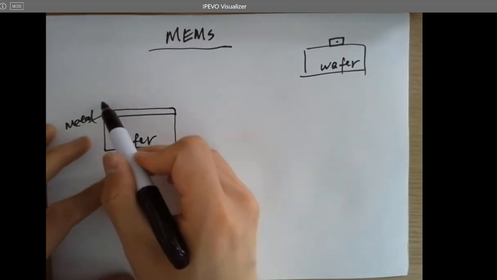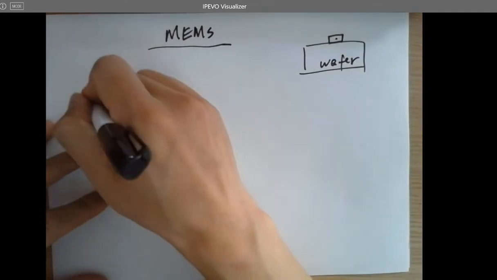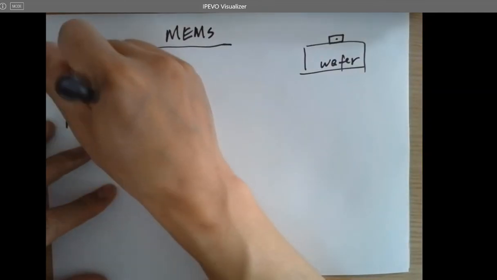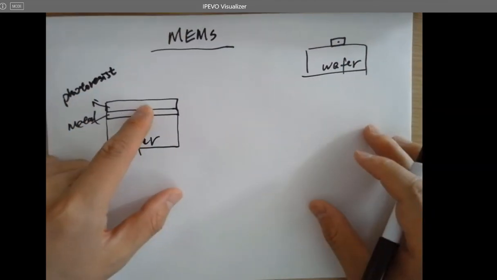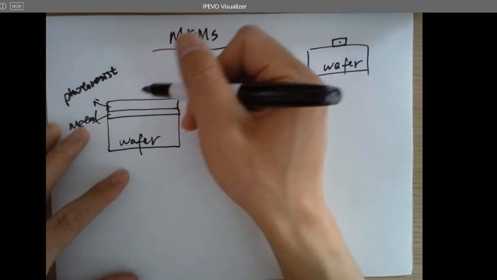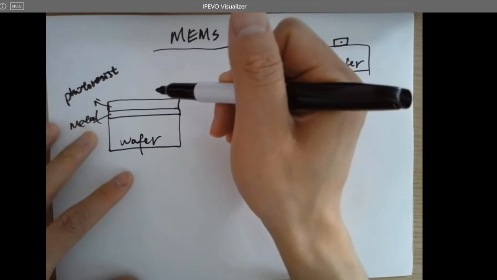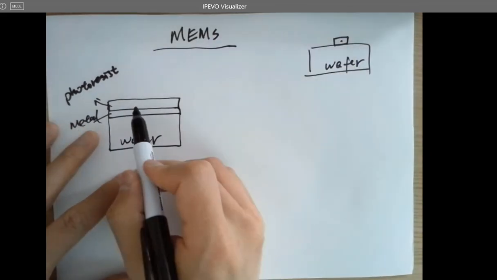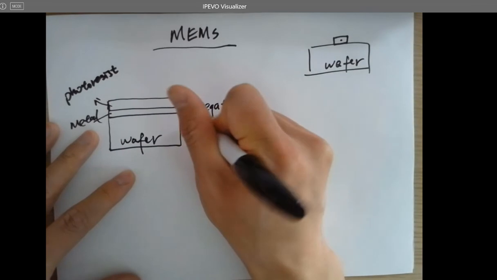And then you spin coat a photosensitive layer, which is called photoresist. There are two types of photoresists. One is called positive photoresist, another is negative photoresist. That depends on whether, when it's exposed to UV, you are able to remove or strip it using a certain chemical or not. So for example, this is negative photoresist.